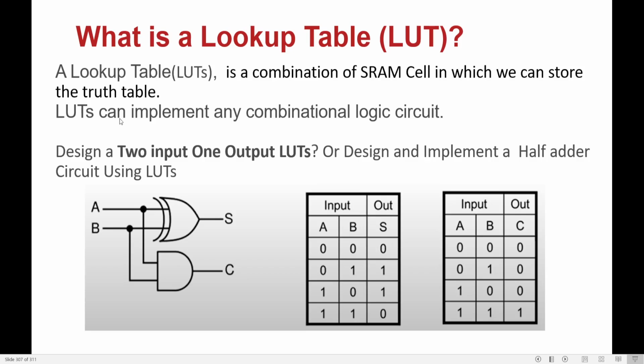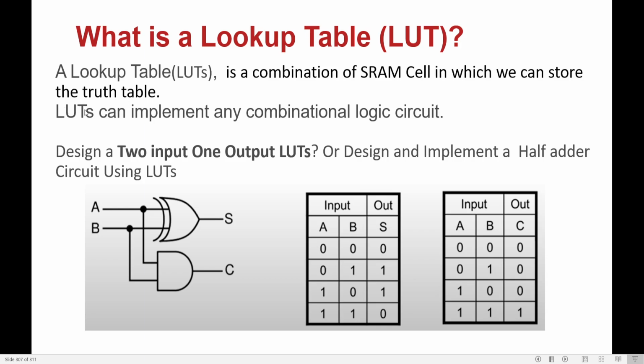Let us look into our very next topic, lookup table. First, let us understand what this lookup table is. Lookup table, in short, we call it LUTs, L-U-T, LUTs. This lookup table is a combination of several static RAM cells in which we can store a truth table. In short, it is a combination of SRAM cells in which you can store what? A truth table. So this is the definition of a lookup table. It is a combination of SRAM cells, static RAM cells, in which we can store the truth table.